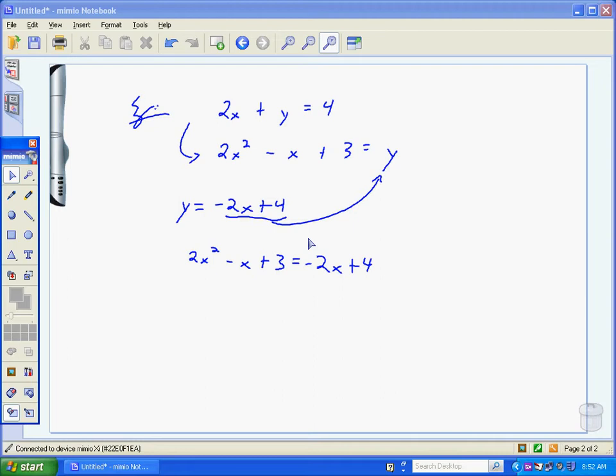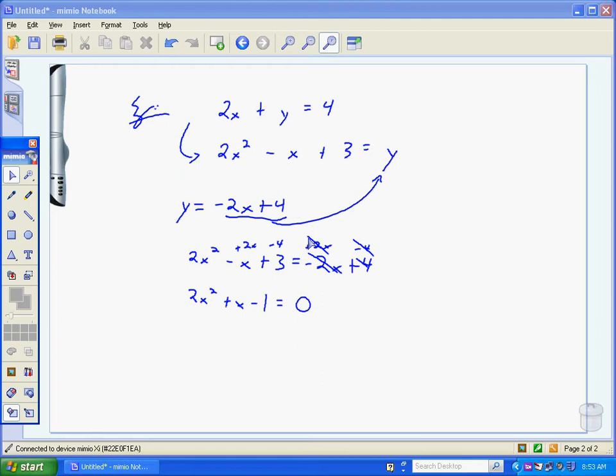And now we can bring everything over and factor if we can factor. And if we can't factor, what are we going to try and use? Quadratic formula, yeah. So I'll add the 2x over and subtract the 4 over, because that'll cancel away there and there. And I'll get 2x squared plus x minus 1 is equal to 0. That looks like a difficult trinomial. Am I even going to bother, or should we just do quadratic formula? Yeah, let's do quadratic formula.